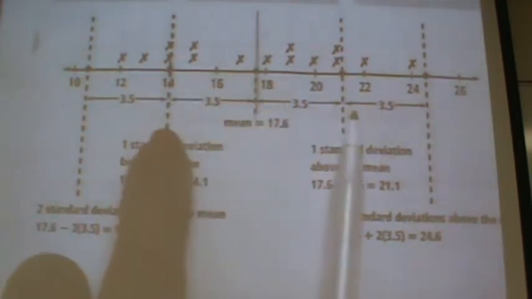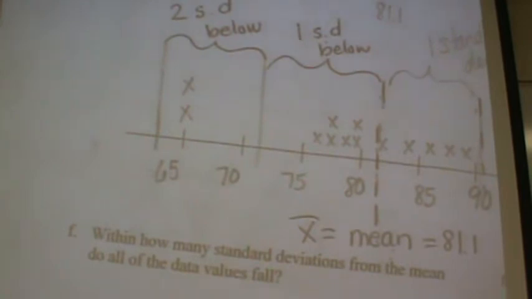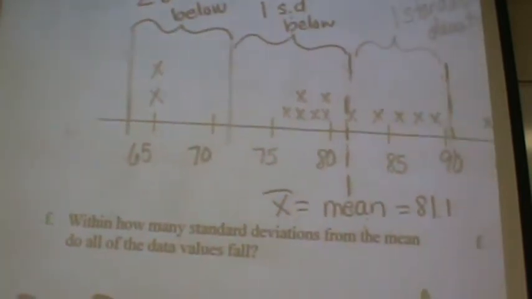These are your boxes, here's your average, and then 3.5, if that's your standard deviation, you add 3.5, and you just plot those numbers, just like with a broken line. Does everyone see that? So this is one standard deviation above, this is two standard deviations above. And notice that all the data falls within two standard deviations. And that was the answer to the last question. Within how many standard deviations from the mean do all the data values fall? Within two. Two this way, two that way.